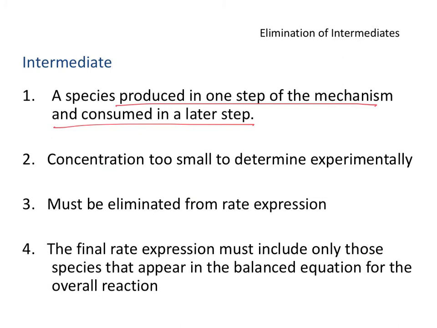Okay, so when you're doing this, you must make sure that there are no intermediates, and the final rate expression must include only those species that appear in the balanced equation of the overall reaction, because it's the overall reaction that decides what the real reactants are. So we are going to take a look at some of the ways that we can apply this information.